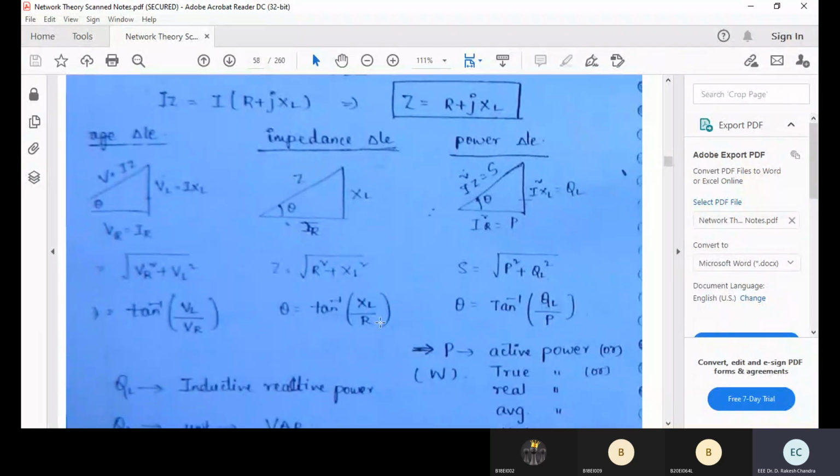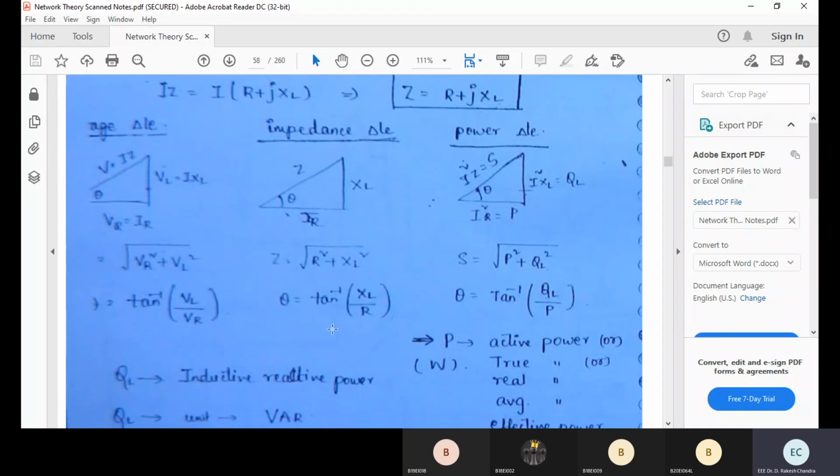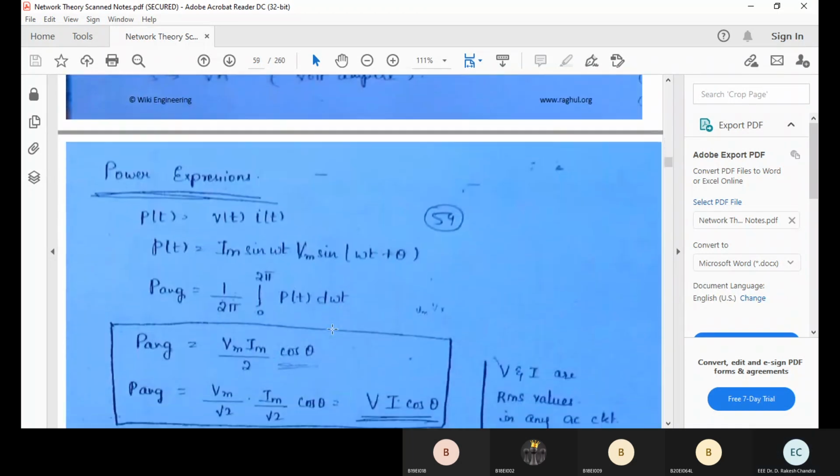You might have seen complex numbers at the +2 level. A plus IB, what is the angle? Your theta is equal to tan inverse of B by A. Your I is nothing but the imaginary number, same as the J factor. The same thing we call I in complex numbers, we call J in circuit theory. Instead of A plus IB, we have R plus JXL, where theta is tan inverse of the imaginary component by the real component.